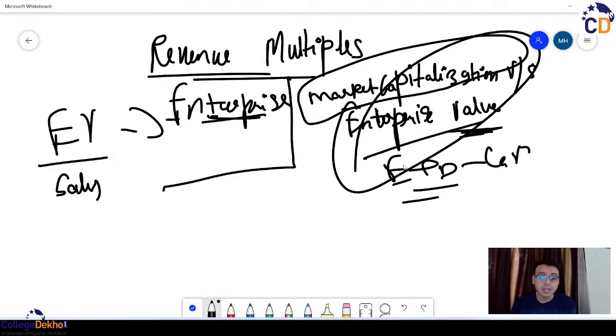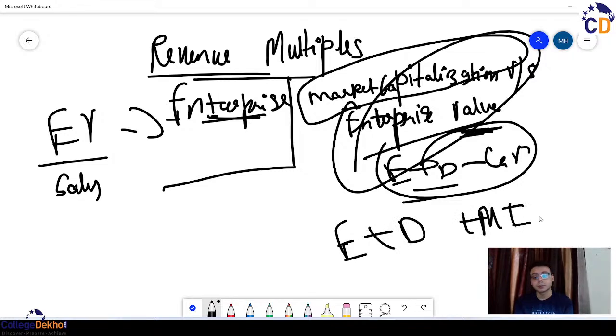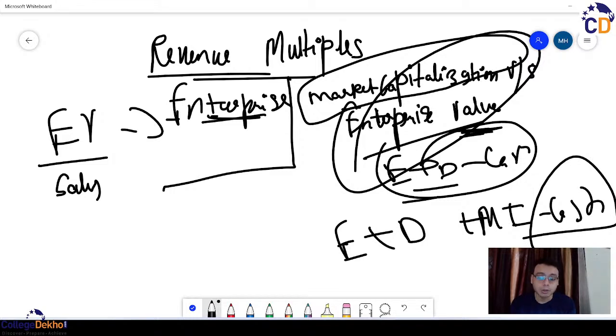Why? Because what is the formula for the enterprise value? It's the equity of the company plus debt of the company. You also include minority interest, minus cash. And what is the minority interest? Minority interest are the minority shareholders who hold less than 20% of the company.